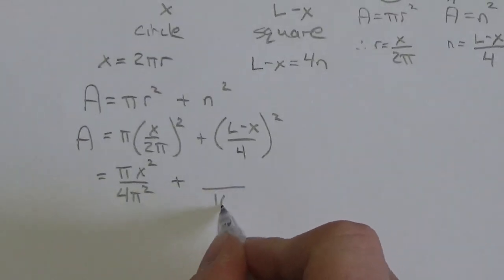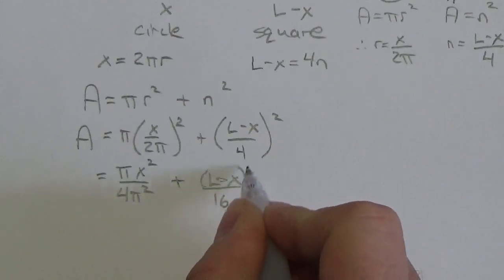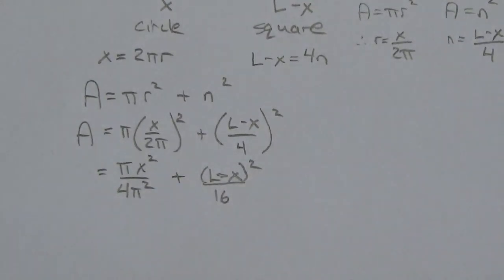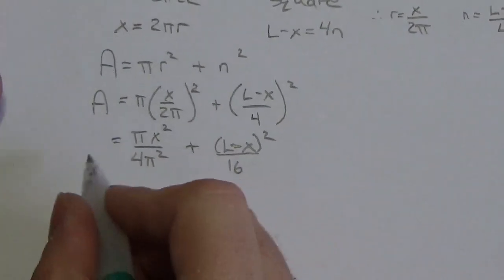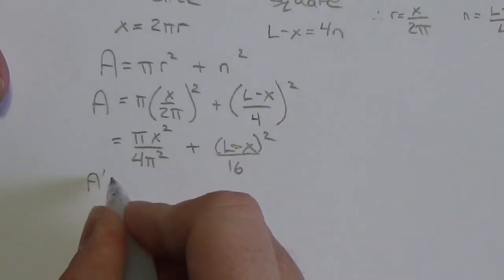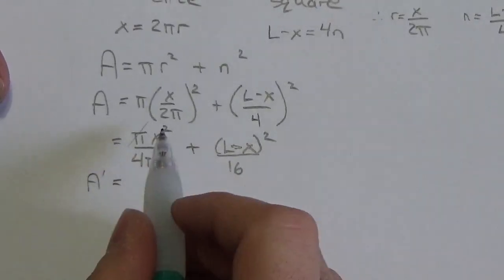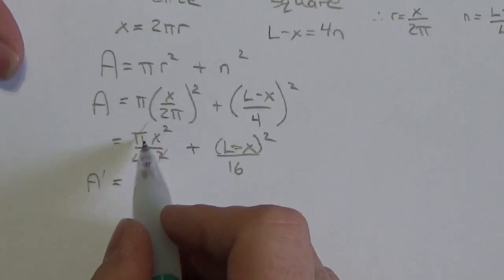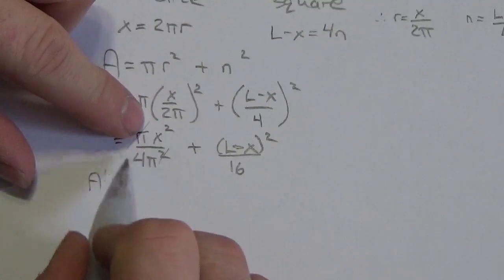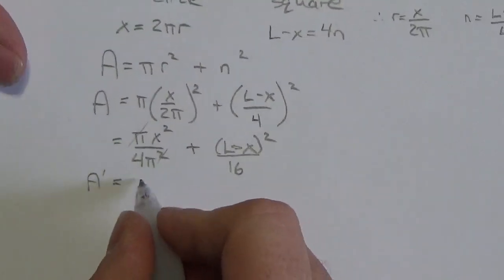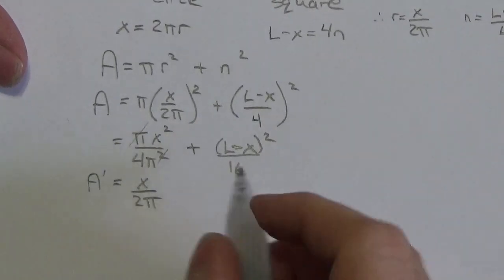But maybe what I would do is I would just take and make this L minus x squared over 16. I'll just leave it like that. It doesn't really matter. It's not going to make a difference in a moment here. So what I'll do here is I'm now going to take the derivative of this expression. Now, bear in mind, one of the pi's canceled. I'll bring down a 2. And the factor of 2 that I bring down will cancel with that 4 in the denominator. So this will end up being x over 2 pi.